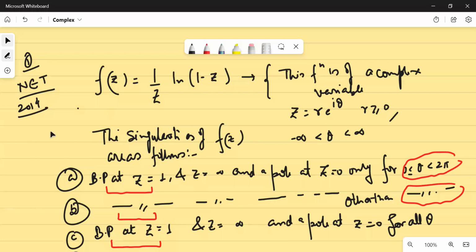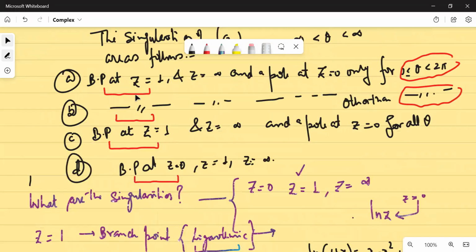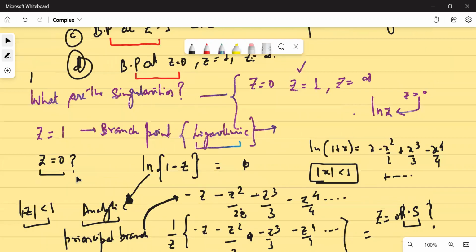Otherwise, if the options were not there, I would have taken some sort of contour, z equal to r e^(iθ), and I would have revolved around it. But for now, just understand that it is a branch point at z equal to 1. Now let us move further and see how z equal to 0 behaves.